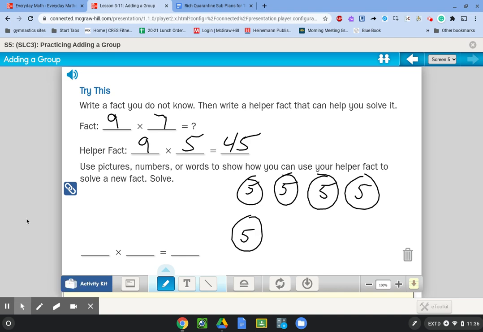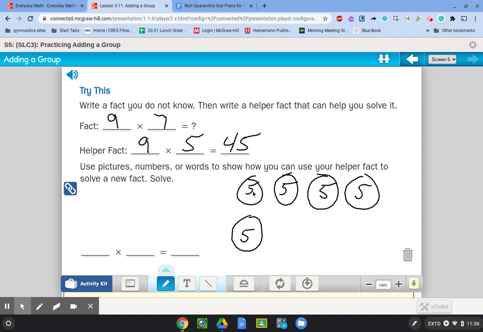And to save time and just to show you a different way to do it, I'm not going to use an array. I don't feel like drawing all those little X's out. Instead, I'm going to use my turnaround rule here. My helper fact is 9 times 5, but instead of making 9 groups of 5, I'm going to make 5 groups of 9. It's going to save me some time, and it's the same thing, really.